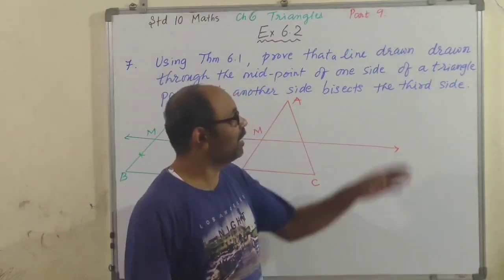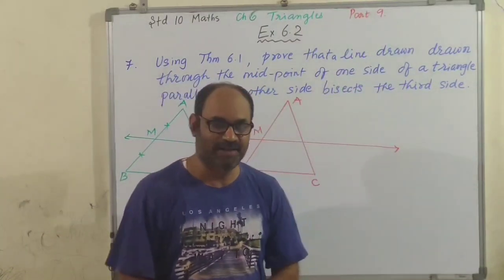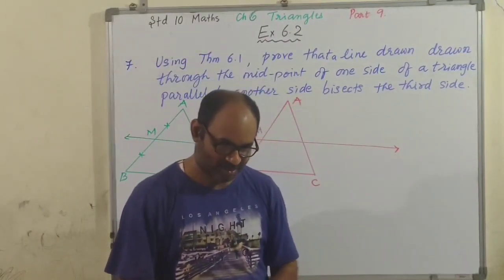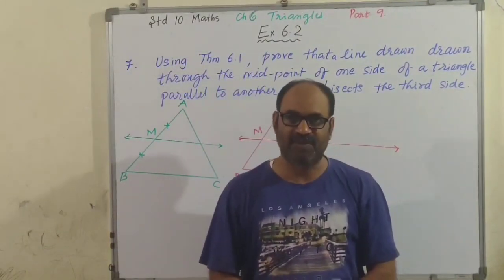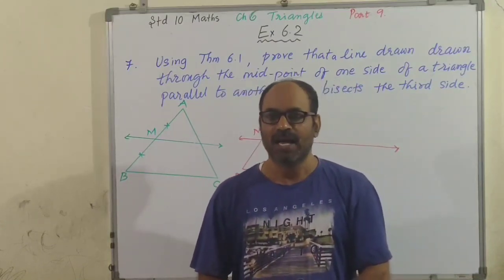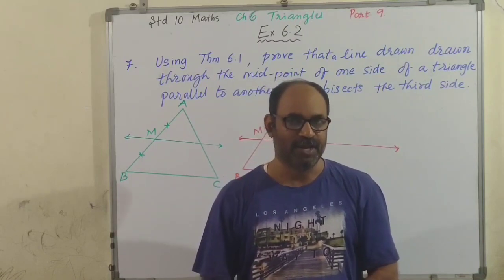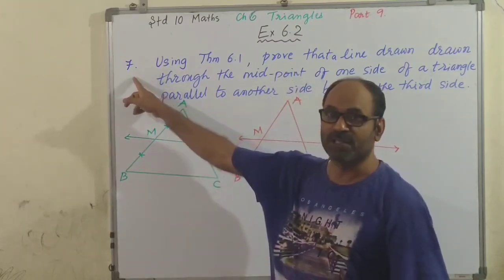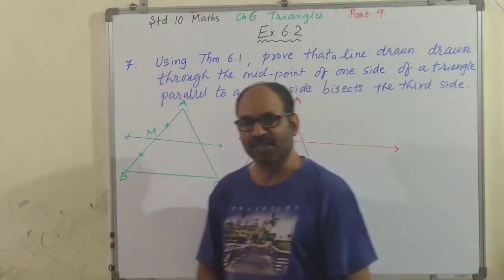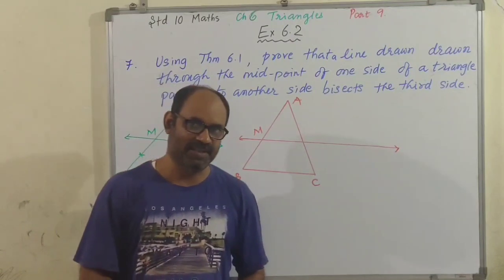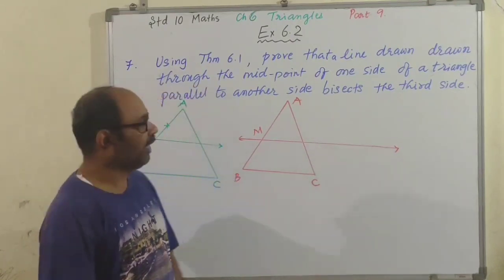Welcome back to the new session. It is part 9, standard 10th maths, chapter 6, triangles. In the previous session we began to solve exercise 6.2 and the first 6 questions were solved. Today we'll proceed further. First we shall solve the 7th question. Very interesting. Alright.